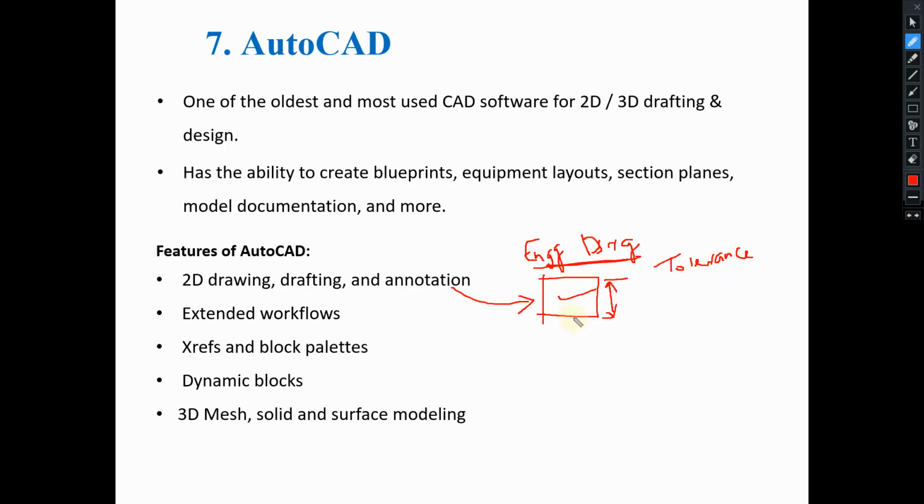surface roughness values or surface entities. All these different things which we mention in the drawing, we call an annotation. Usually annotations include all these things: surface roughness, the dimensions, the tolerance. All those things together are called annotations.